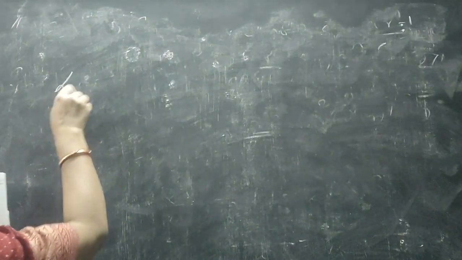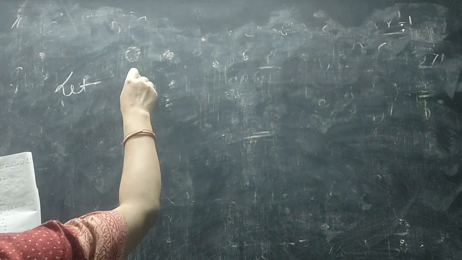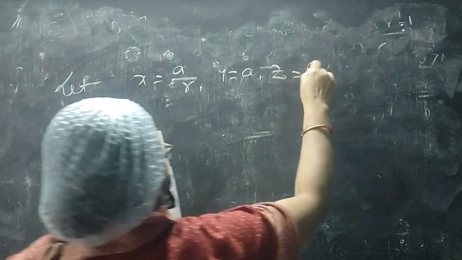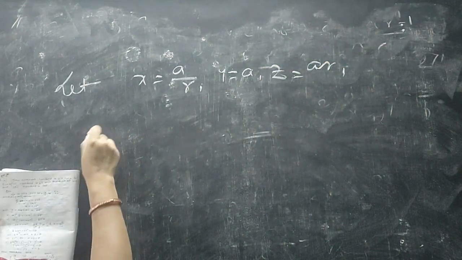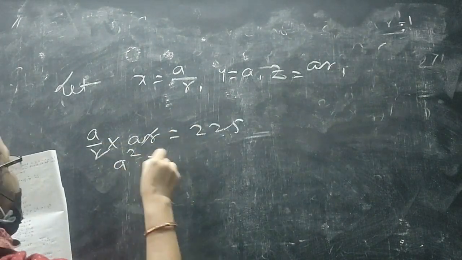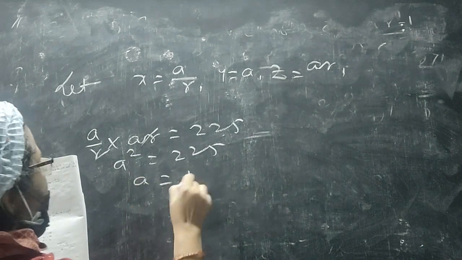If three rational numbers X, Y, Z are in GP, the sum of the numbers is 65 and the product of the first and the third number is 225. Let three numbers be X equal to A by R, Y equal to A and Z equal to AR. So according to the question, A by R into AR is equal to 225, that means A square equal to 225 and A equal to plus minus 15.